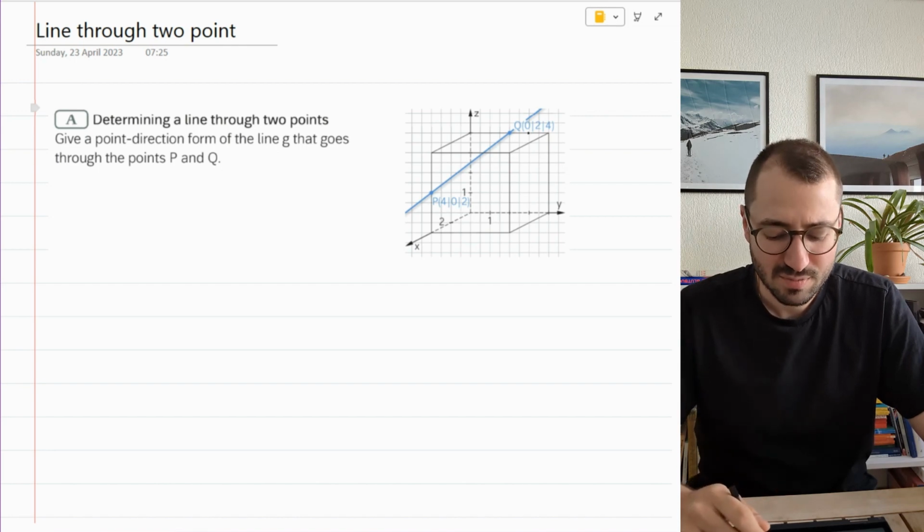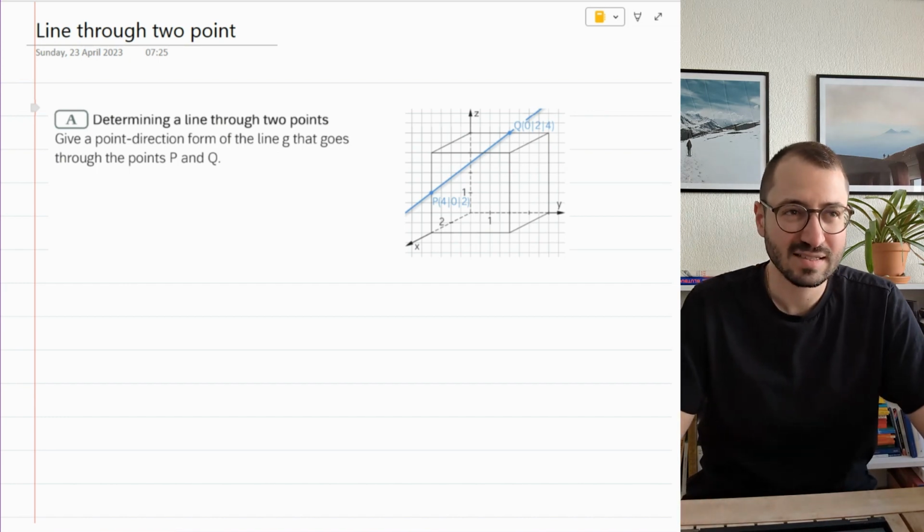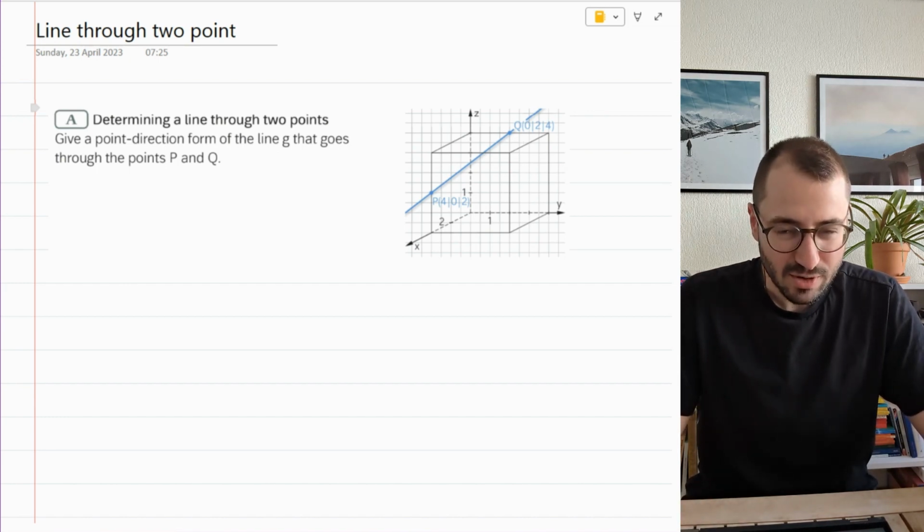You're given 2 points, P and Q. How do you determine the line that goes through these points? How do you actually determine the point direction form of this line? Now, we learned that the point direction form requires 2 things.